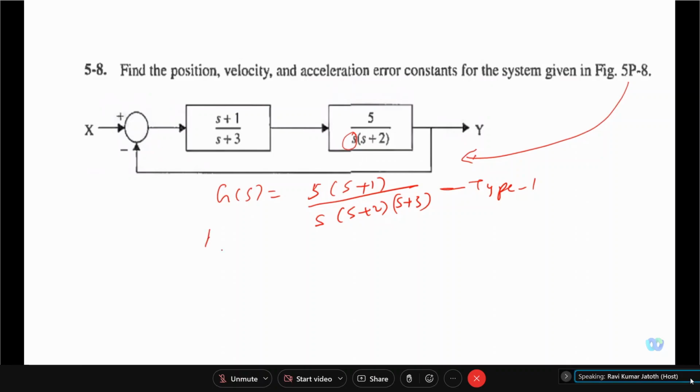Now Kp is the limit as s tends to 0 of G(s). So what is Kp? Infinity. And what is the steady state error? 0.